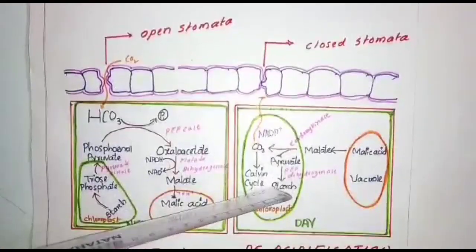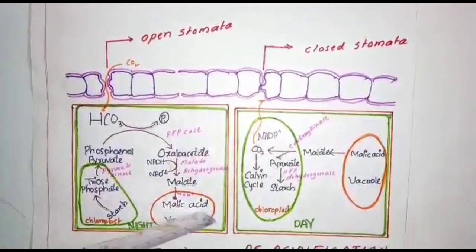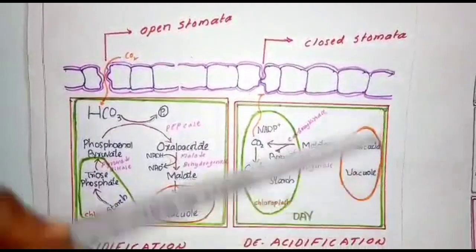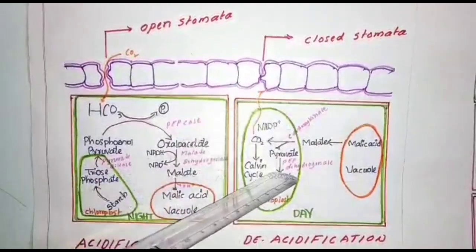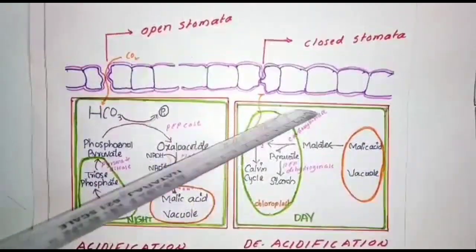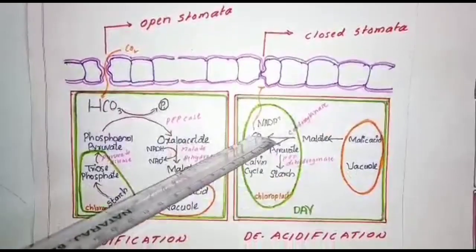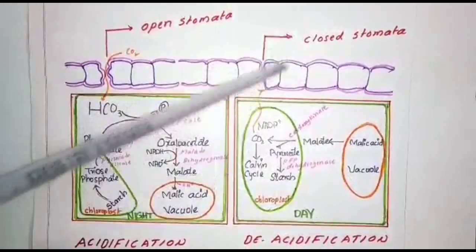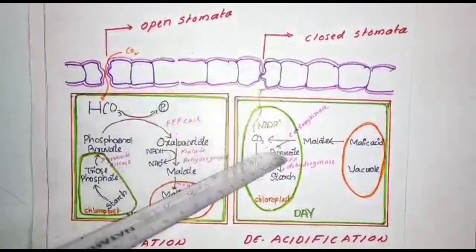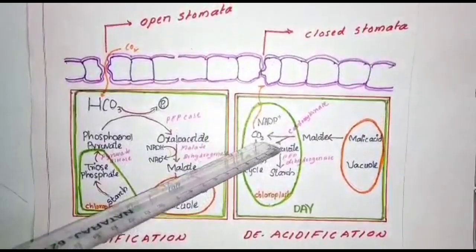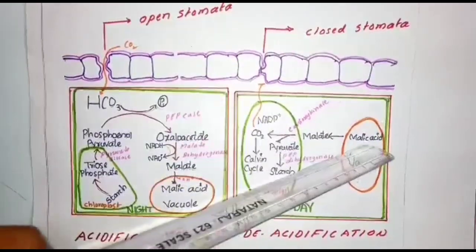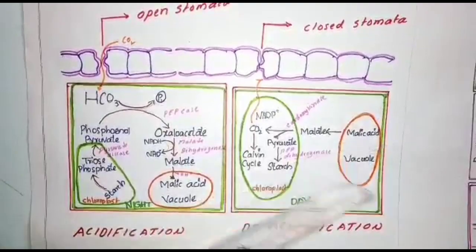During daytime, the light reaction is going on and ATP and NADPH are available. Hence, carbon dioxide is wanted, but there is no chance to get carbon dioxide from the atmosphere. So this carbon dioxide is released from the malic acid that was stored in the vacuole.